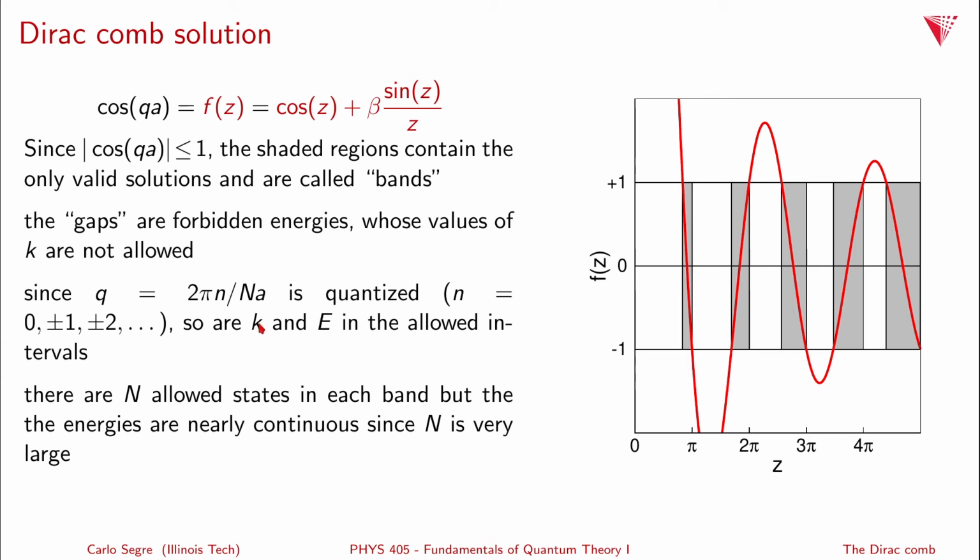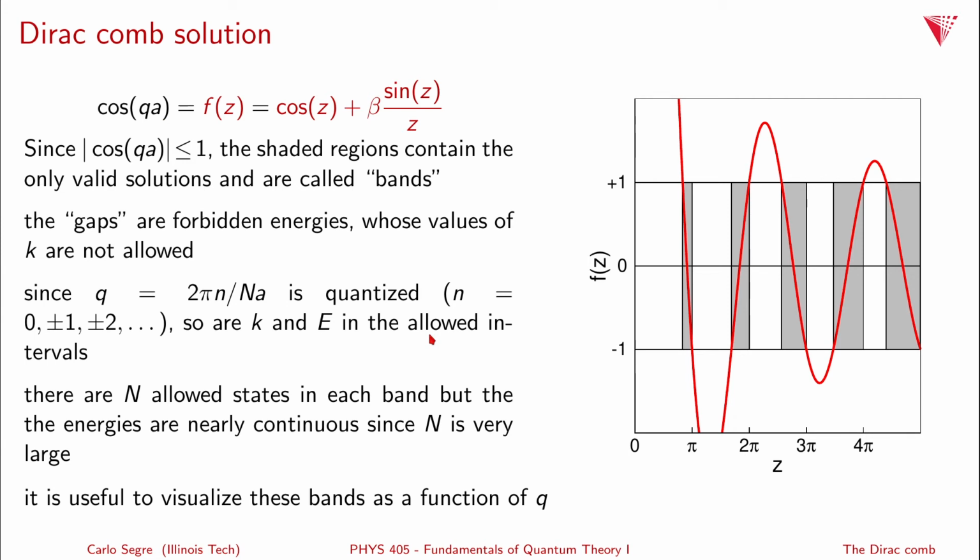So there are n allowed states in each band. Each state can take 2 electrons if these are electrons in the band. But the energies are very nearly continuous because n is very large. N could be 10 to the 10th or 10 to the 20th. So these are very, very closely spaced levels. Imagine 10 to the 20th in this direction, between plus and minus 1 for cosine of qa.